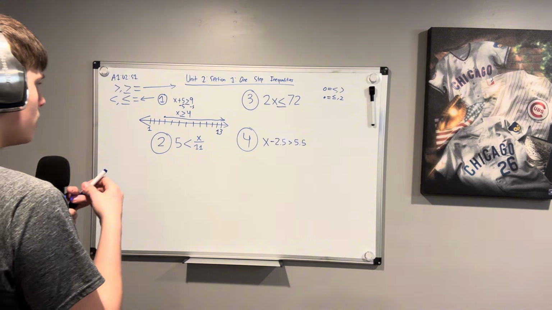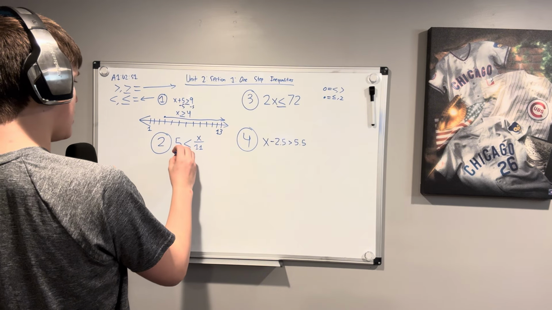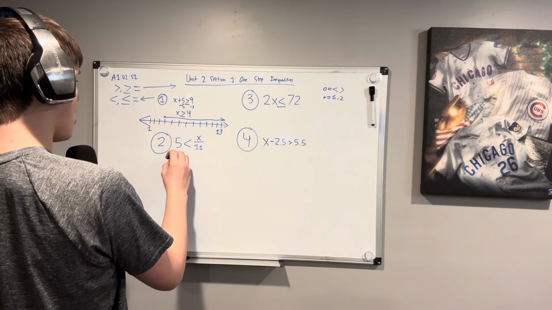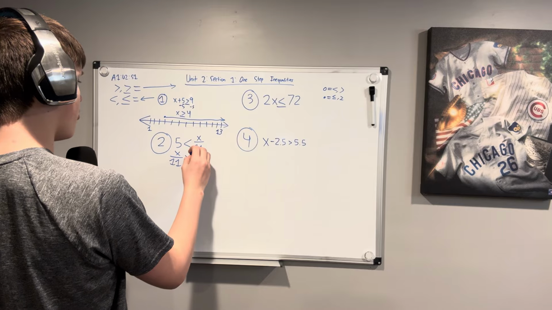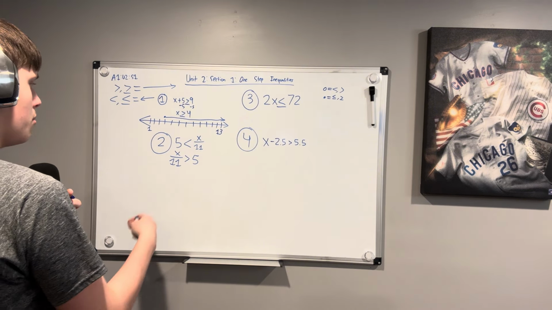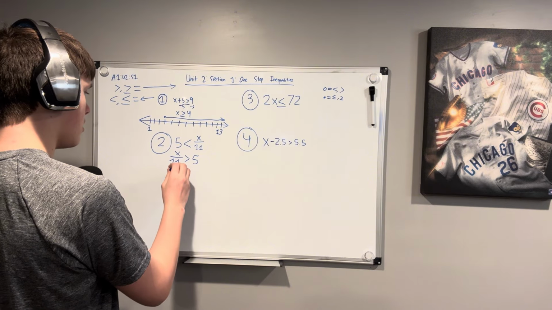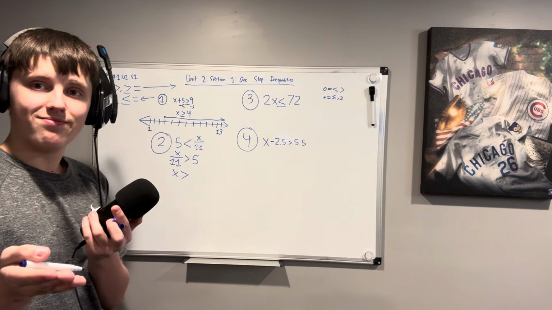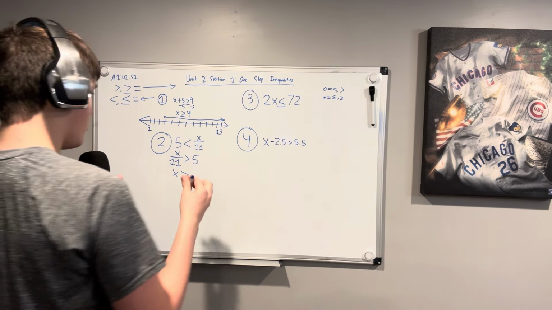I'm going to move this over here immediately, because it doesn't matter when you move it. You can move it after you multiply by 11, or before. I'm going to move it right now. Multiply 11 on both sides. X is greater than 55.